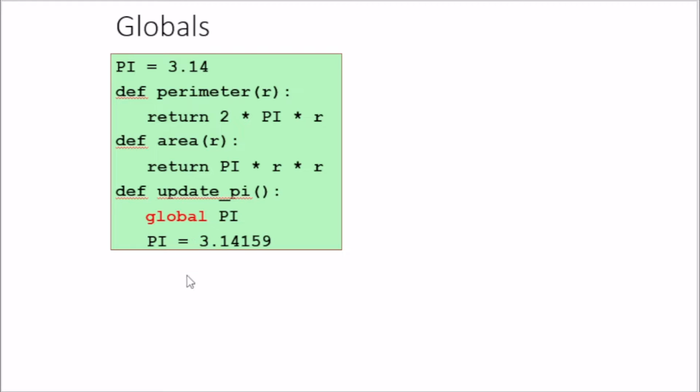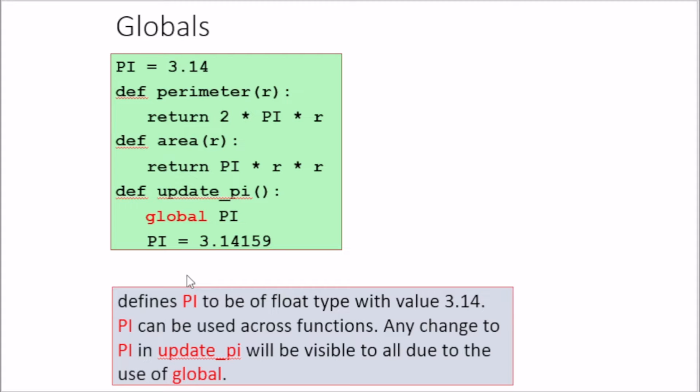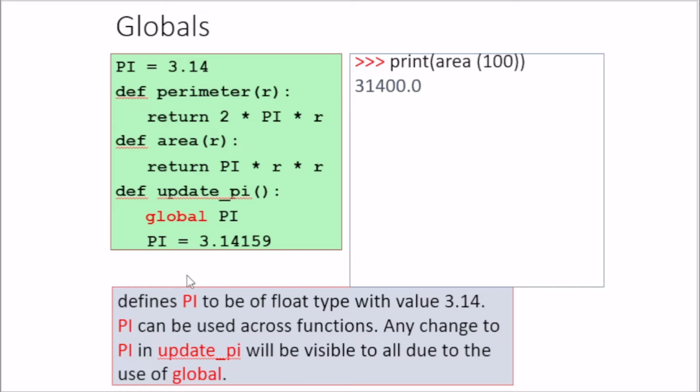So pi equals 3.14159 we have specified. So define pi to be a float type with value 3.14. Pi can be used across the functions. Any change to pi in update pi will be visible to all because of the use of global. Suppose we haven't called the update pi function initially, so my pi value is 3.14. If I call the area function with 100 radius, I will get the solution as 31400. If I call the perimeter function with value 10, I will get 62.800.